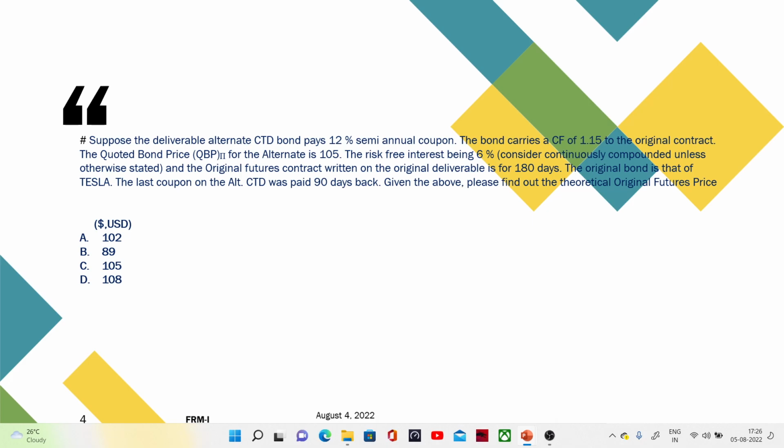Suppose the alternate deliverable bond pays a 12% semi-annual coupon. The bond carries a conversion factor of 1.15 to the original contract. The quoted bond price, that is the alternate bond price, is 105. The risk-free rate of interest is 6% continuously compounded unless otherwise stated. And the original futures contract written on the original deliverable is for 180 days. The original bond is that of Tesla. The last coupon on the alternate CTD was paid 90 days back. Given the above, please find out the theoretical original futures price.